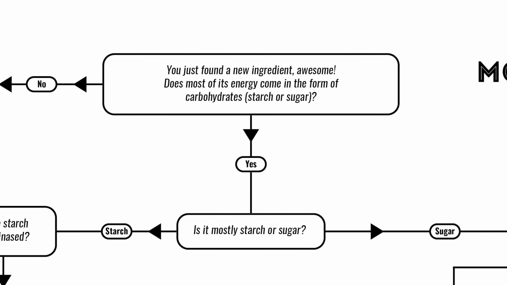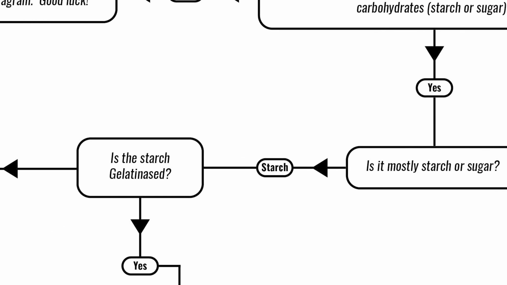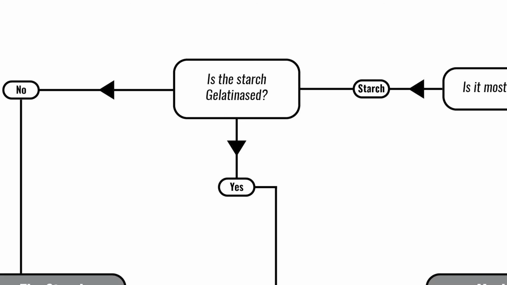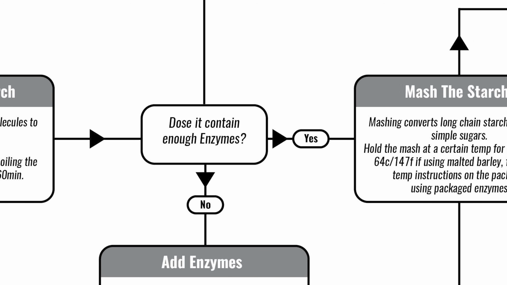Yeah, it's got a buttload of energy in the form of carbs. Those carbs are mostly complex starches. Has it been gelatinized? It's been malted. So we know that yes, these starches are gelatinized. And does it have enough enzymes? Yep.